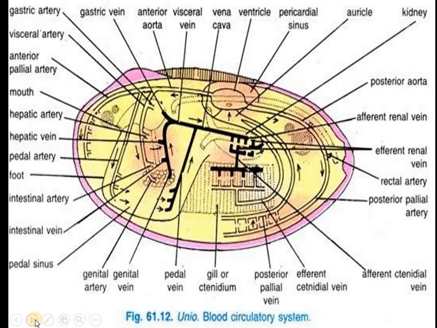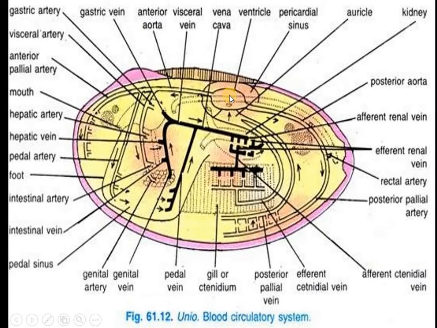Now here we observe a slide showing the circulatory system in the case of the Unio. It is a rather complex type of circulatory system, which students find very difficult to follow. There are a lot of things over there. So let us primarily discuss, starting with the heart and the artery.